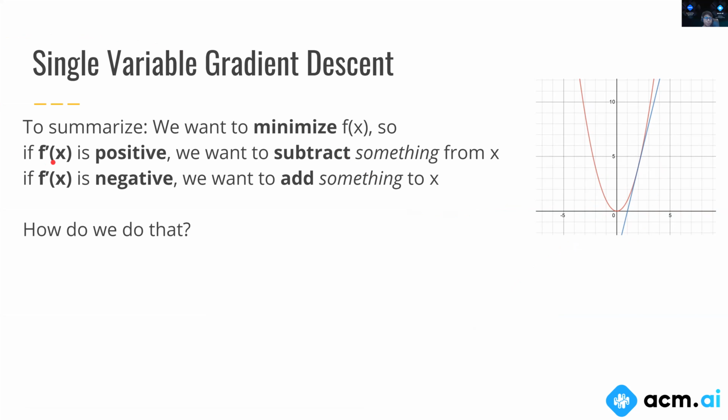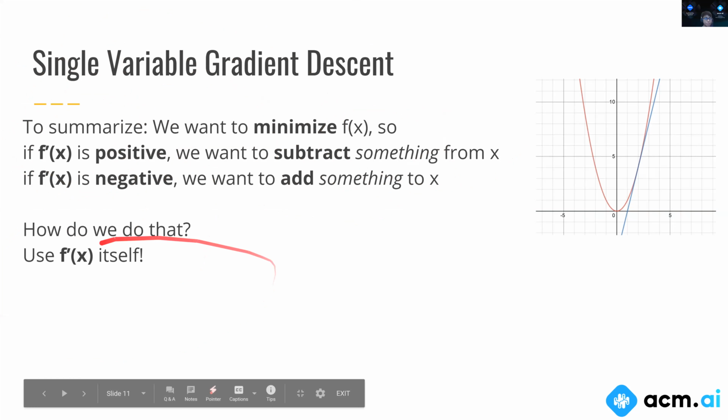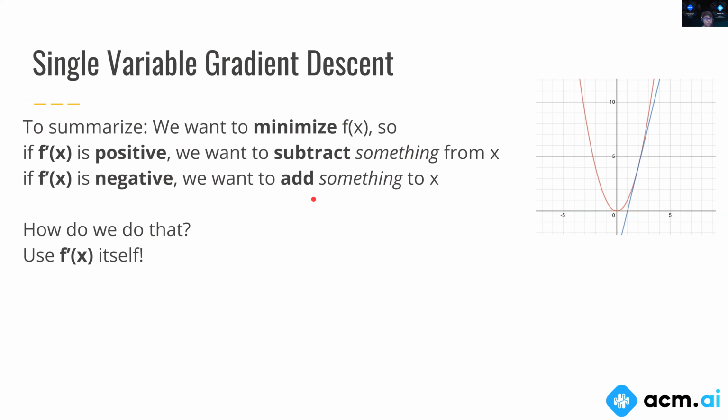Notice that if f prime is positive, we subtract something. And if f prime is negative, we add something. So it seems to me that whatever this something is depends a lot on what f prime is. So this dependency tells me a lot. Maybe the something is just f prime of x itself. Why not just use this f prime of x as this something that we subtract or add?